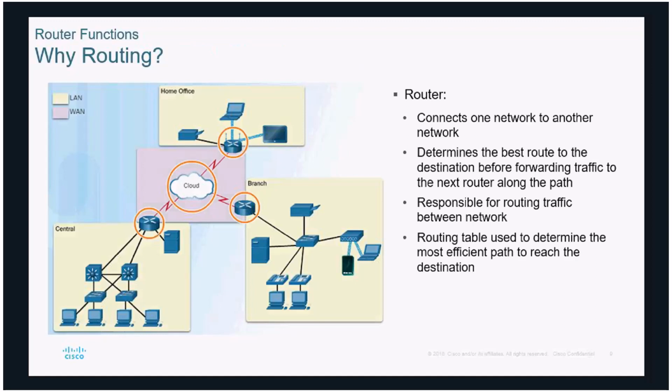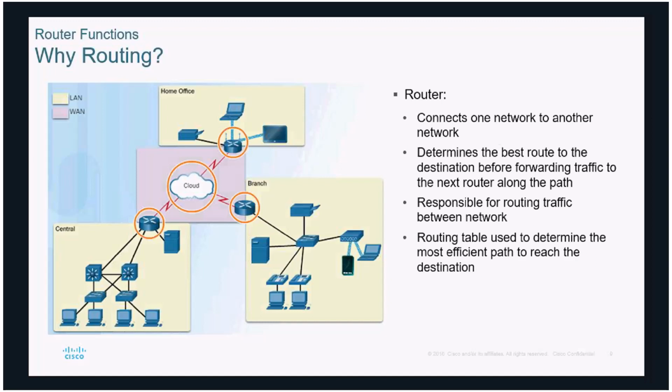Why routing? What is the function of a router? The router's job is to connect one network to another network. It determines the best route to the destination before forwarding traffic to the next router along the path. It's responsible for the actual routing of traffic between networks, and it uses a routing table to determine the most efficient path, using various algorithms and mathematical calculations that the router's CPU does to work out the best, quickest way to get to a destination.